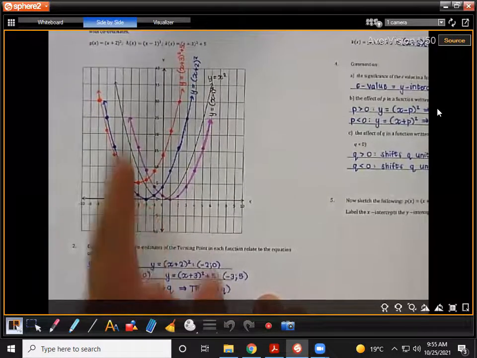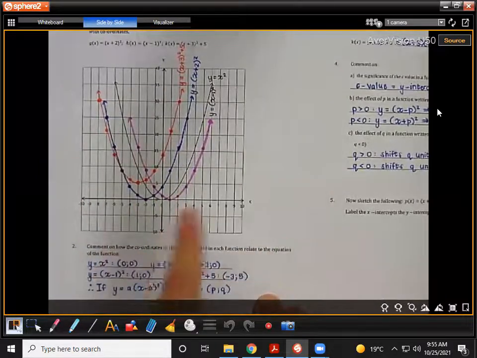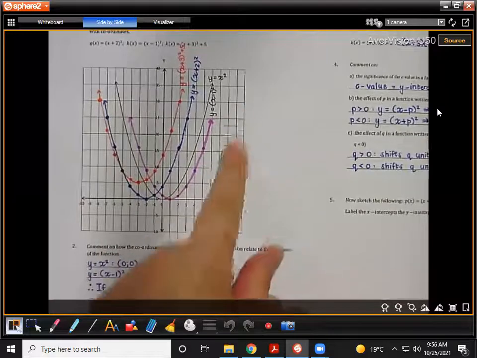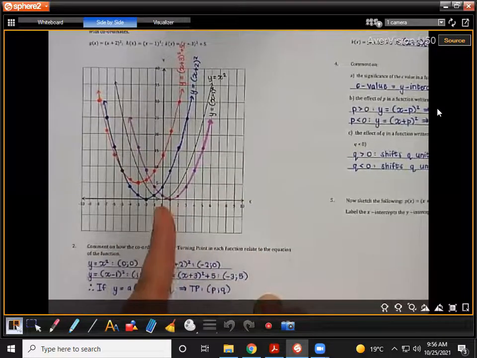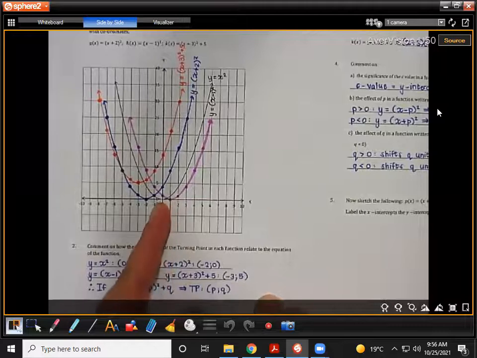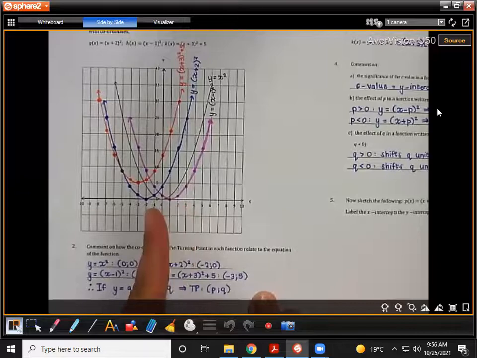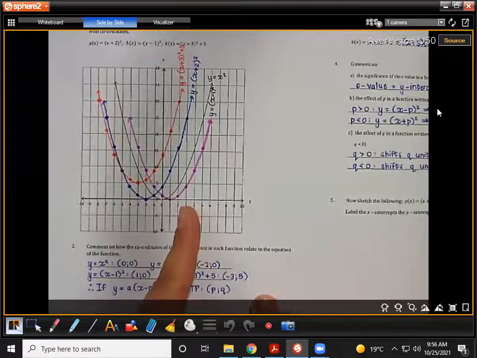Then we did x minus 1 squared, which is the little purple one here, or pink. That one there. Now, if we compare the black one and the pink one, this one, the x minus 1, moved 1 unit to the right. Just like with the trig graphs, when it's an x minus, it moves to the right.